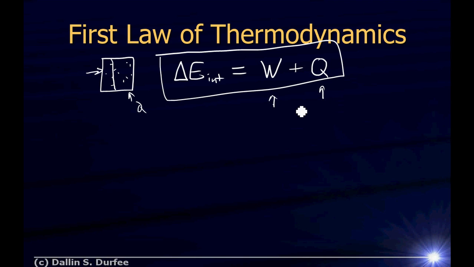Until we talk about heat engines, where we'll make a brief exception, Q will always refer to heat flowing into the gas. So heat can flow in or out. Positive Q means heat's flowing from the outside into the gas. So work plus Q is how much the internal energy of the gas changes. Okay, that's the first law of thermodynamics.